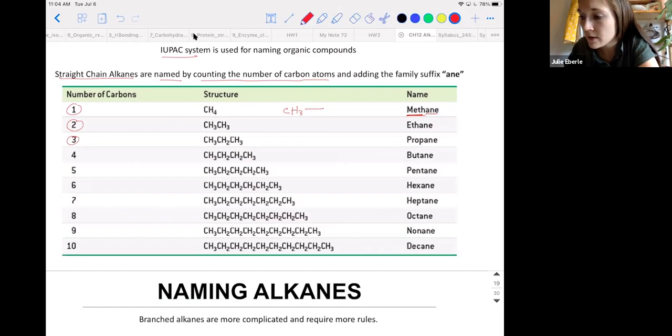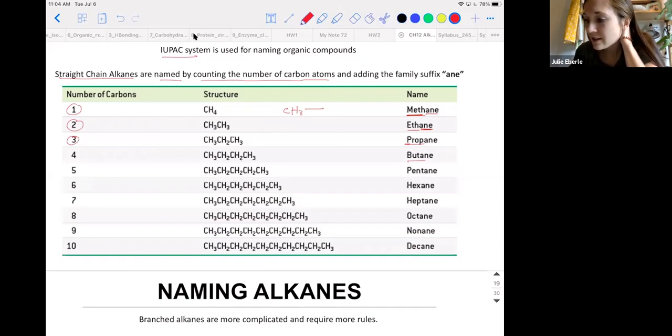If we have 2 carbons, the root word we associate with 2 carbons is eth. So it goes meth for 1, then eth for 2. If you add the family suffix, it's ethane. We have all carbon single bonds and carbon-hydrogen single bonds. So methane, then ethane. As you grow longer, 3 carbons is prop, P-R-O-P, prop. So methane, ethane, propane. 4 carbons is but, so if it's an alkane, it's butane.